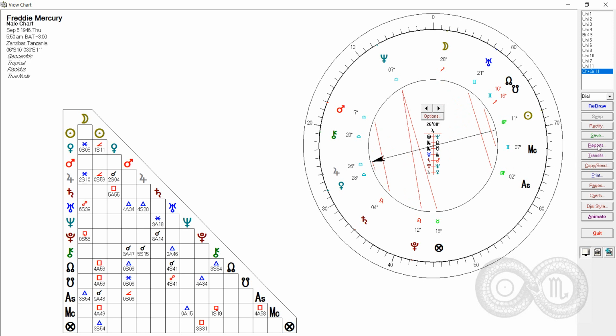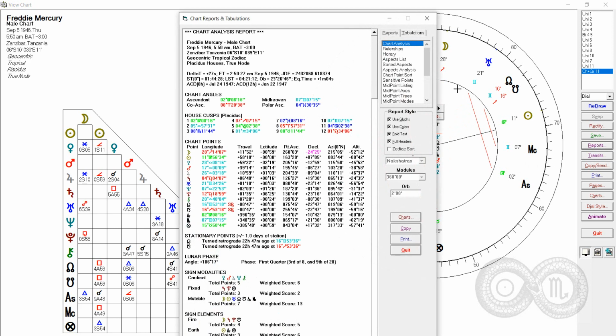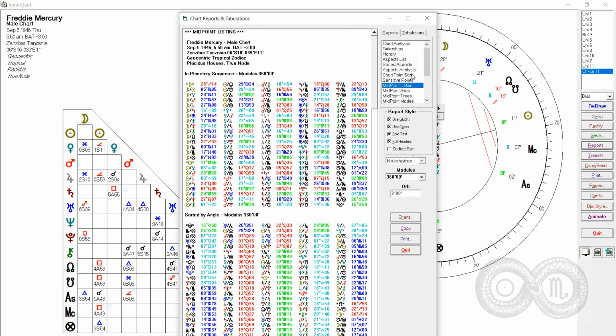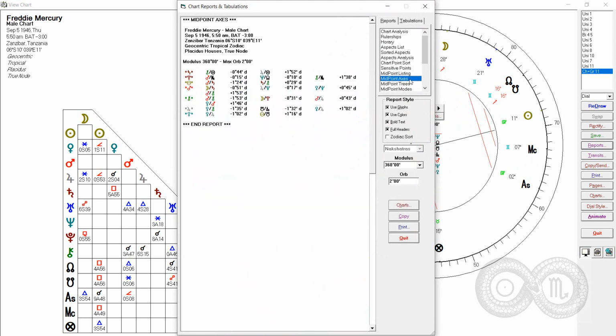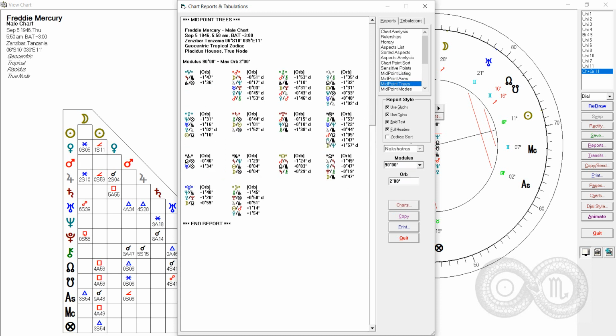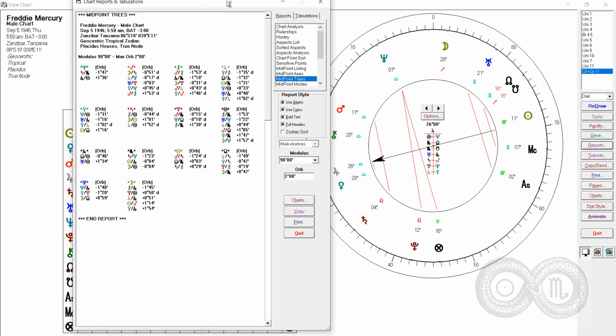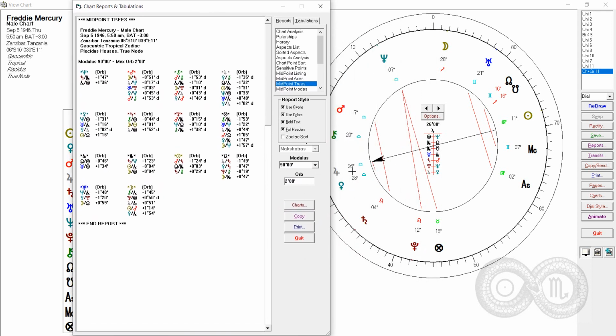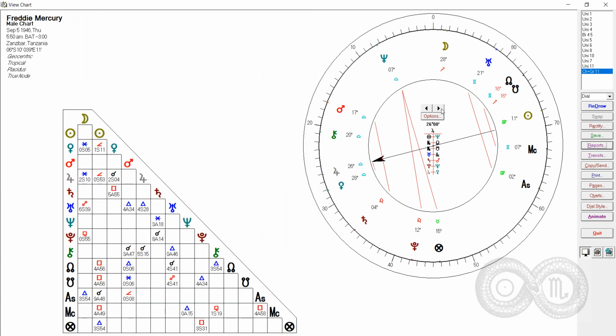Now, you also have reports here, plenty of stuff on midpoints. You can have the listing of where the midpoints are, if you're not sure. You can have the axes here. You can make that to 90. It's probably better. The midpoint trees, which is basically the same as us pointing this arrow to a planet, will give you the same midpoints that it comes to. And just have a bit of a play around in there. So hopefully that explains how I get this chart up.